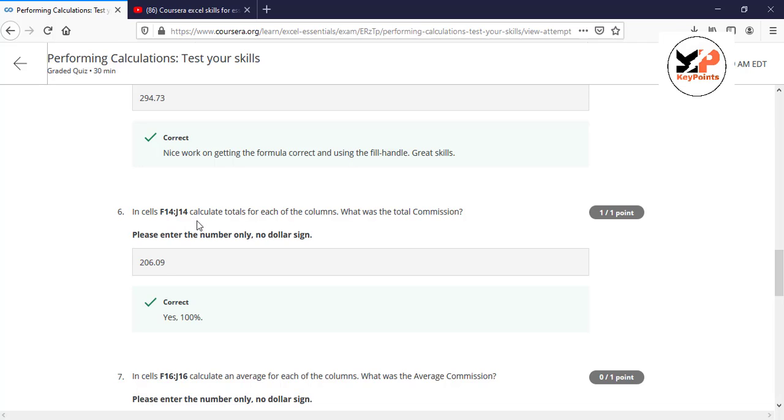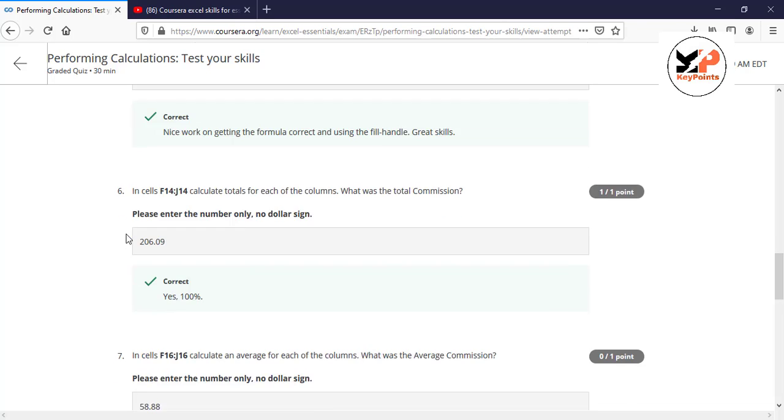Number 6 question: in cells F14 to J14, calculate totals for each of the columns. What was the total commission? So this answer is 206.09. So this is the answer of number 6.